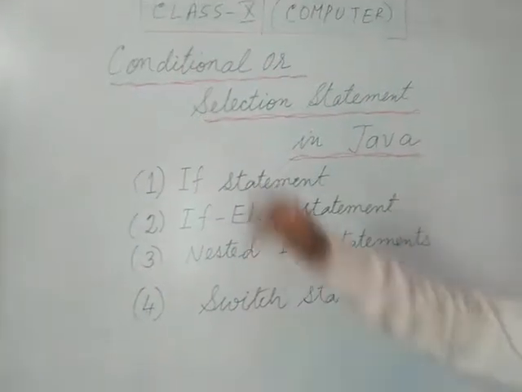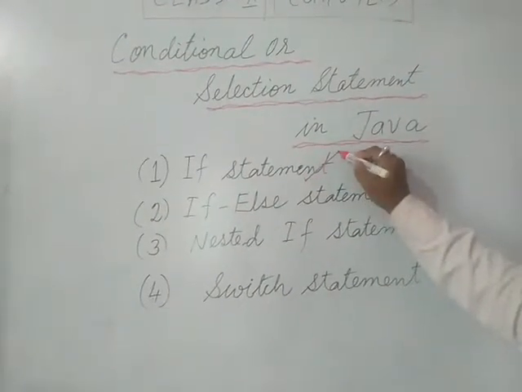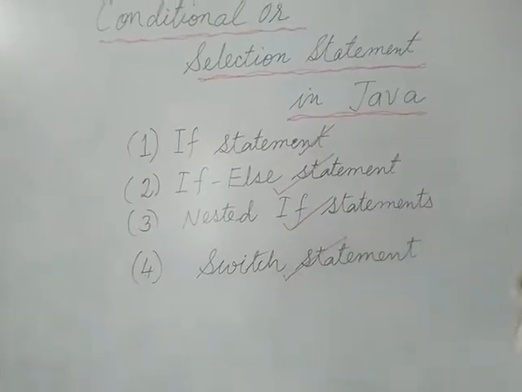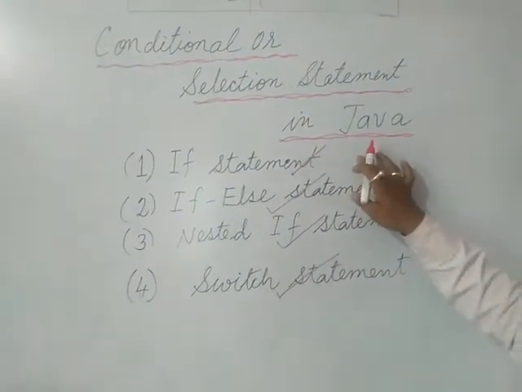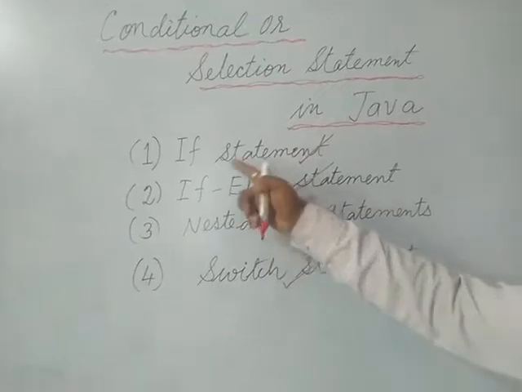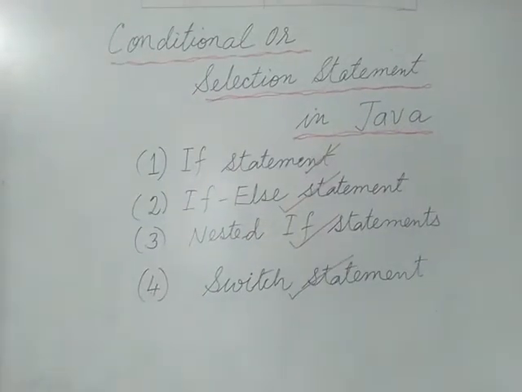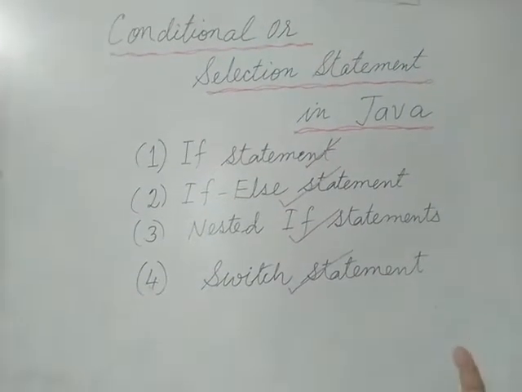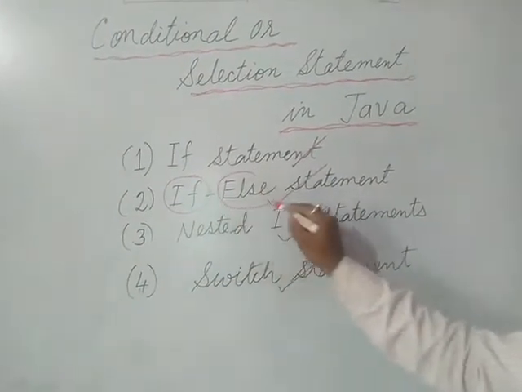Now, these conditional statements can be broadly classified into four types. We have the if statement, if else statement, nested if statement, and switch statement. The if statement is used, suppose, when I want to check whether a number is even. Whenever I write such a program, there will be one if statement. Second, suppose the program is to check whether a number is odd or even. In this program I have to check both, so I will require the help of if as well as else.